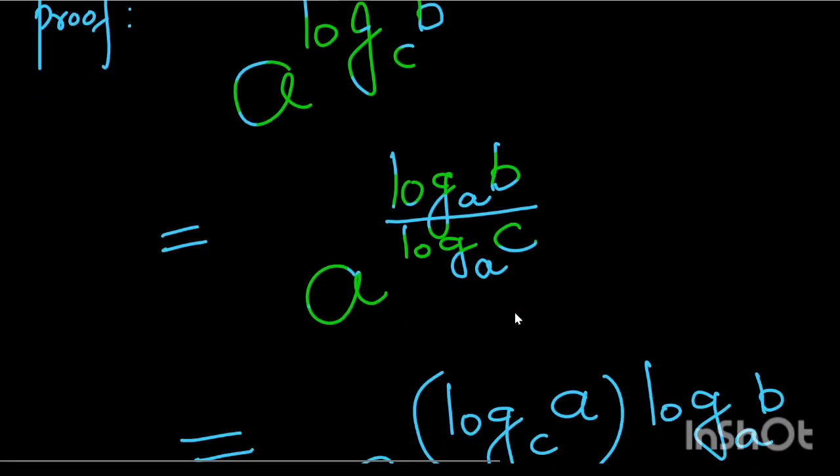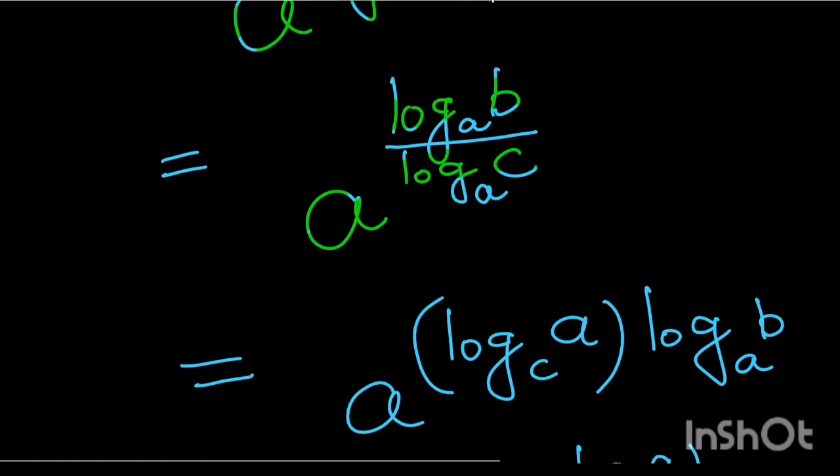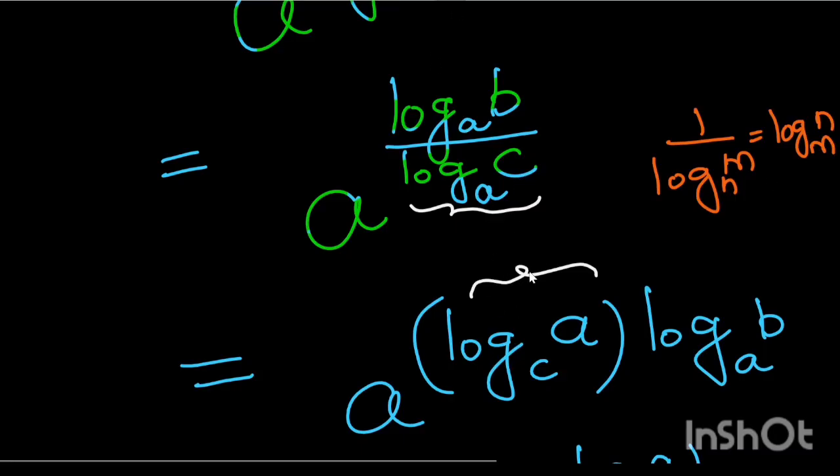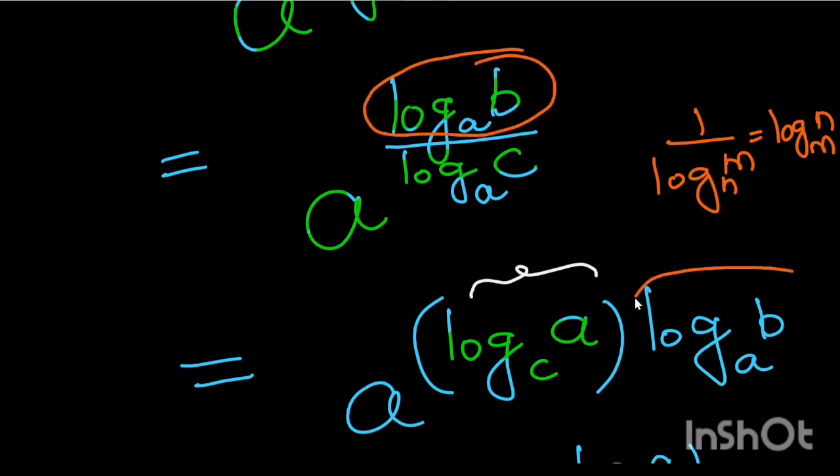Now here we can write this particular term, log c base a, as 1 upon log a base c, where a and c would be interchanged using the property log m base n is 1 upon log n base m. As you can see here, a and c are interchanged. So log a base c, in the previous step it was log c base a. Now this term log b base a is the same here as well.